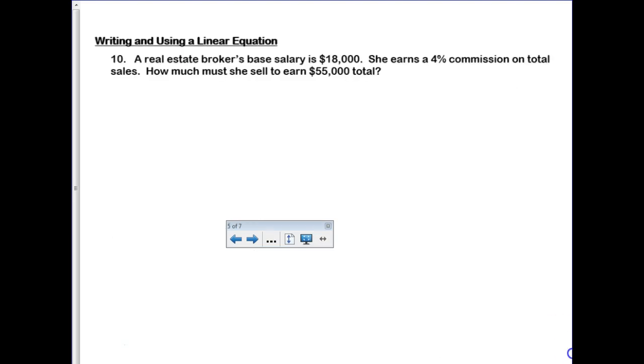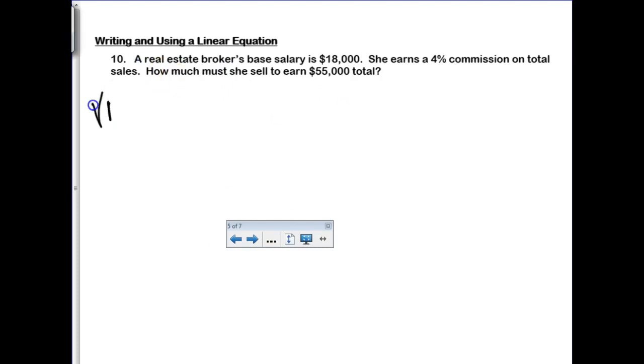Alright. Next couple questions here are going to revisit the idea of going to a word problem and setting up the algebra and then solving, of course. So a real estate broker's base salary is $18,000. She earns a 4% commission on total sales. How much must she earn in order to earn $55,000?